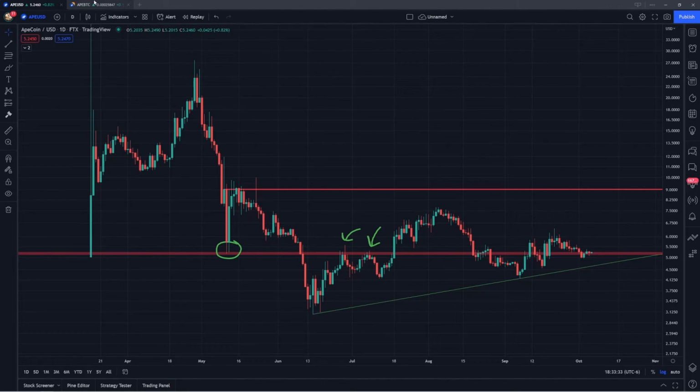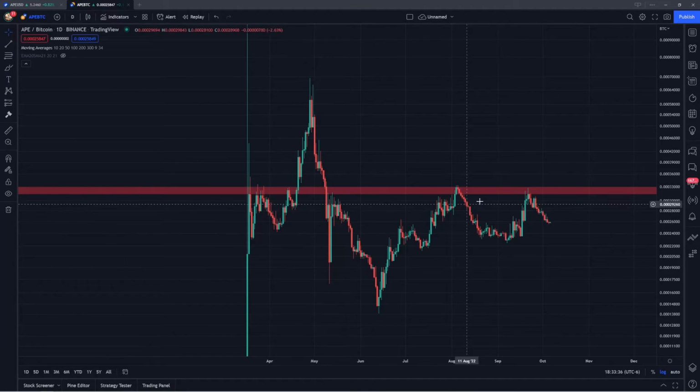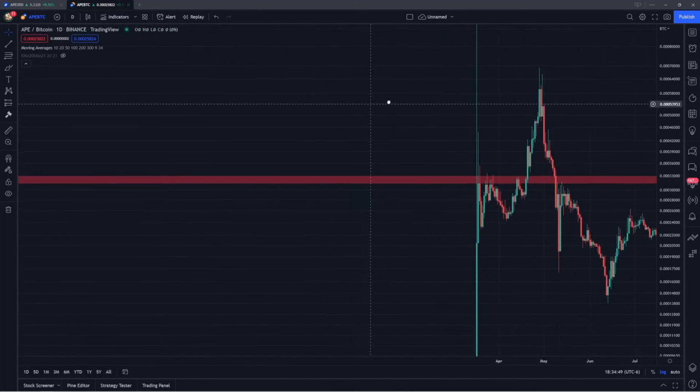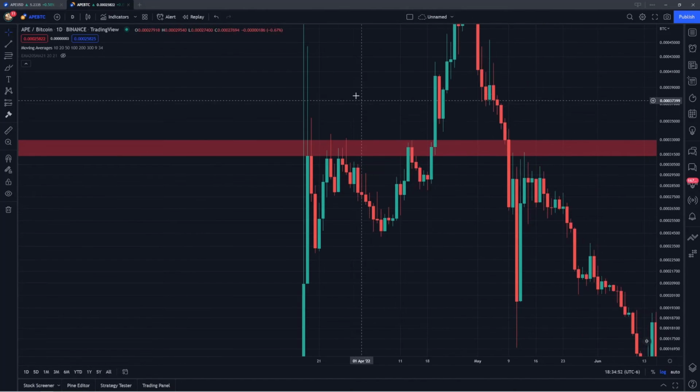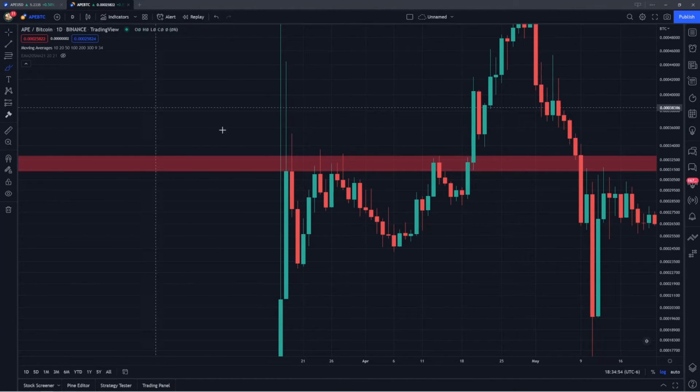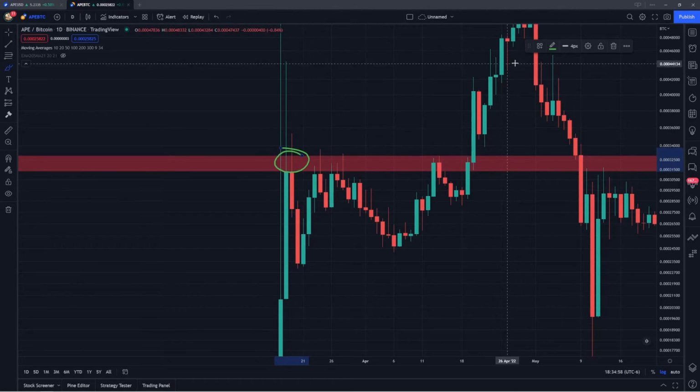So now I want to switch over here to the Apecoin Bitcoin ratio, and I really just want to focus on this very key level ranging from around 31,000 to around 33,000 Satoshis. Now this area has held as resistance on multiple occasions. And if I just zoom in here back to when Apecoin first launched, notice how this level held as resistance on several occasions. You can see that we had this rejection right here earlier on in March.